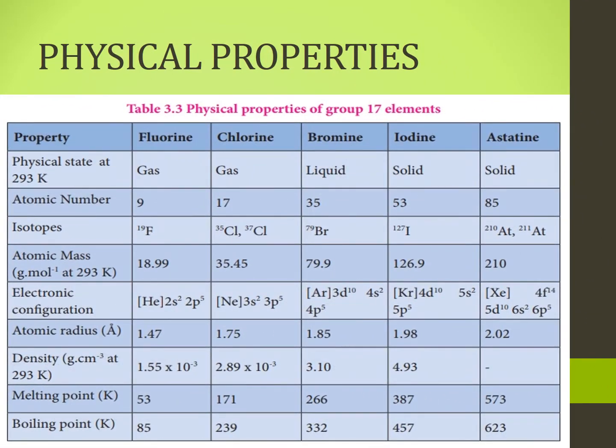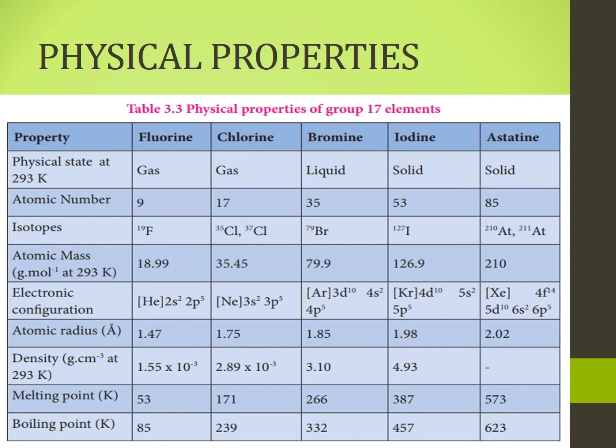Physical properties of group 17 elements. What are the physical properties? See here. First of all, fluorine, chlorine, bromine, iodine, astatine. These are the group 17 elements.